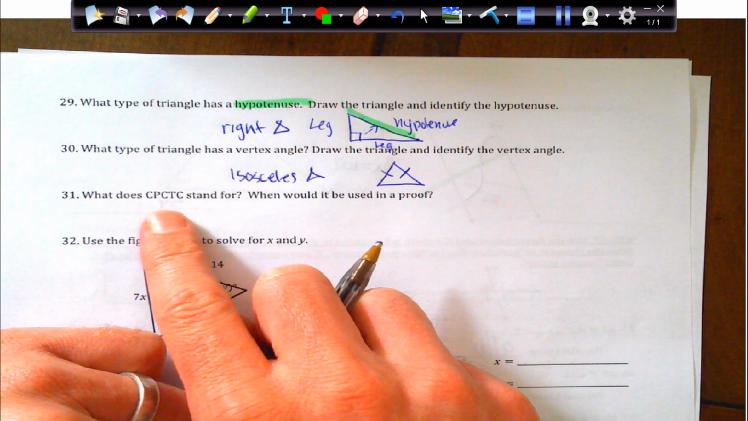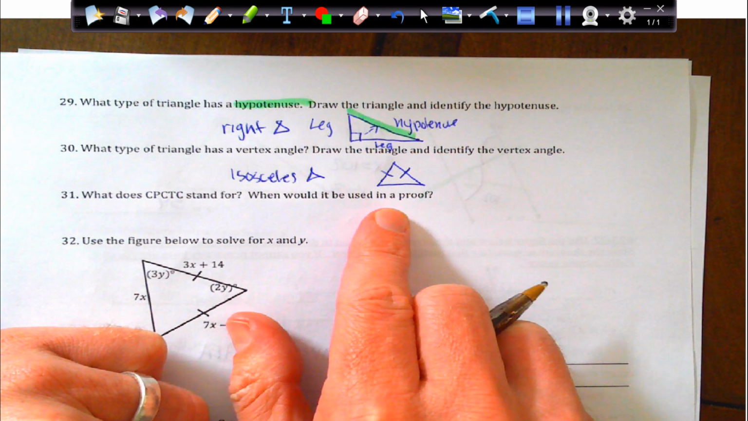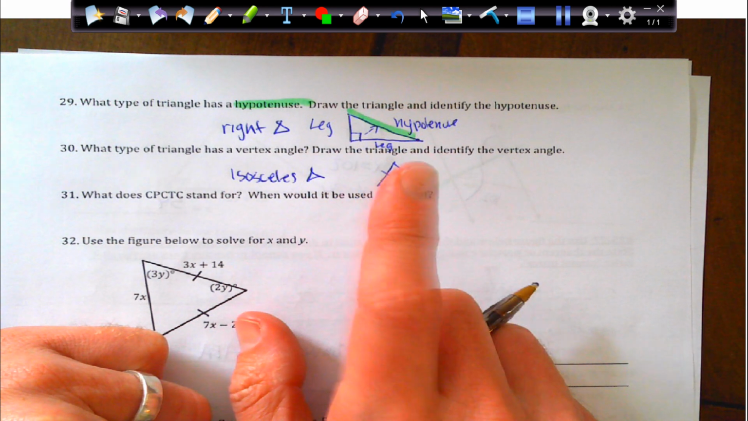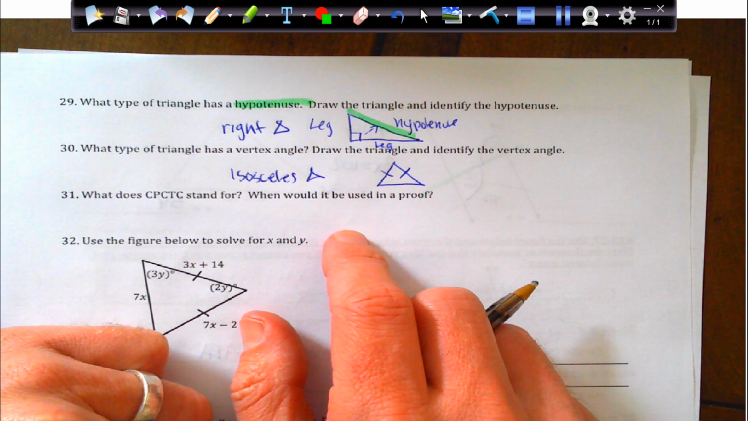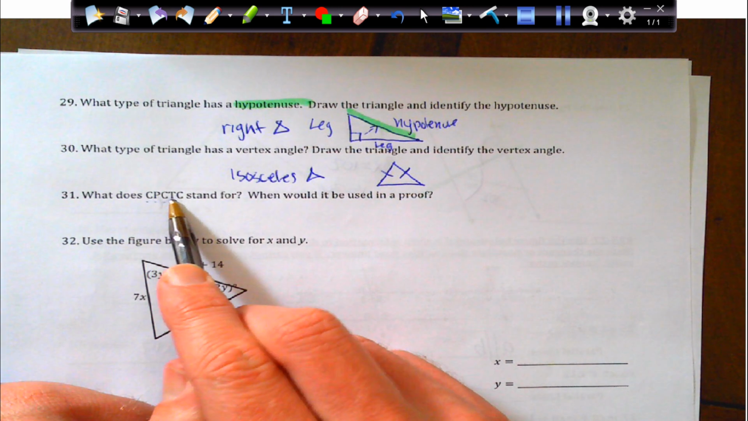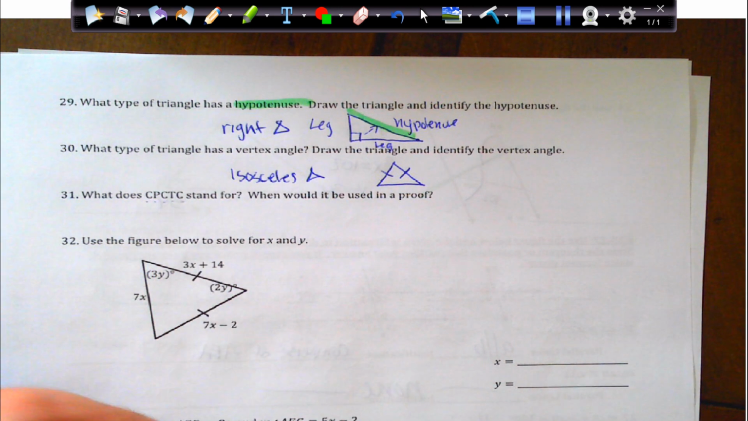What does CPCTC stand for when we use it in a proof? We use it after we prove triangles congruent. We say corresponding parts in congruent triangles are congruent. I'm not going to write that out. That's a lot, but it's corresponding parts in congruent triangles are congruent. And we use it when we want to prove a piece of one triangle is congruent to a piece of another triangle that's already congruent.